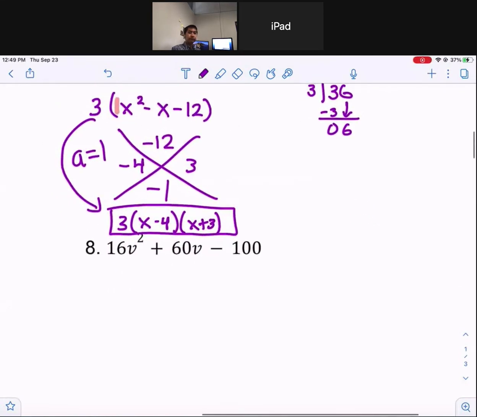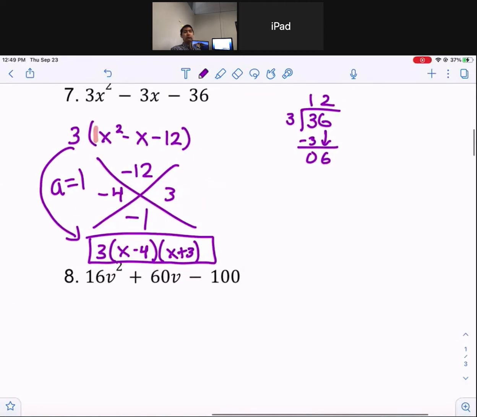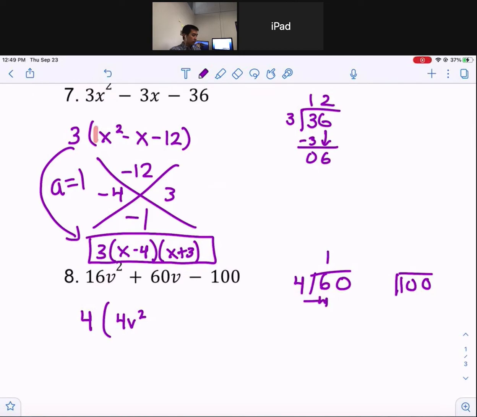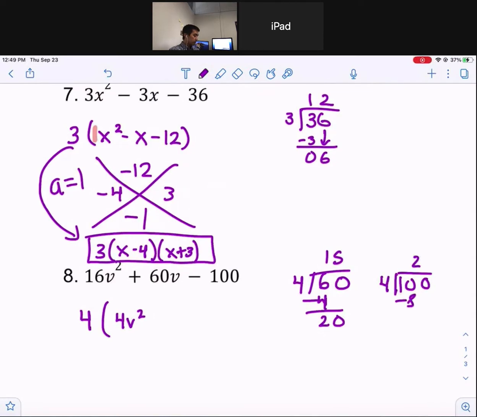Number 8. So, what can we divide into each one? You guys could divide out a 4. 4v squared. Now again, if you do not know that 4 can go into 60 and 100, just try it out, right? 4 goes into 6 once. 4 goes into 15 times. 4 goes into 10 twice. 4 goes into 5 5 for a total of 25. So we're going to get 60 divided by 4 is 15v, negative 100 divided by 4 is negative 25.